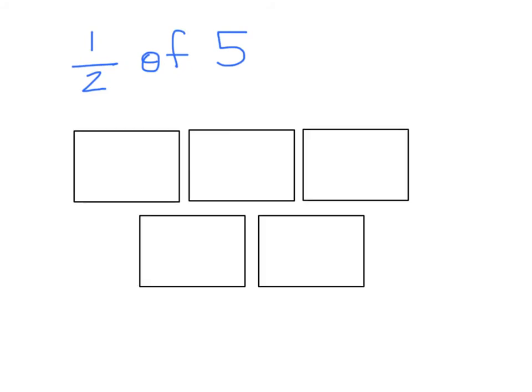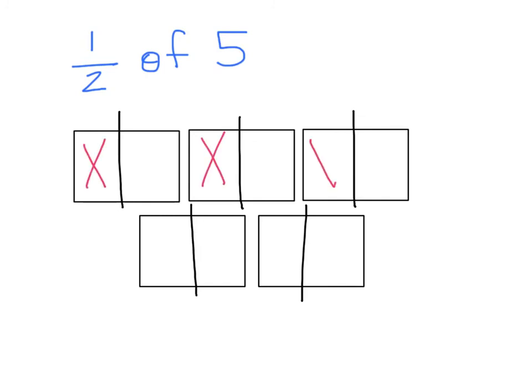Okay, so here's how I solve this problem. I'm thinking about 1/2 of 5. So I drew out 5 wholes. I'm going to divide each one in half. And then I'm going to mark a half of each. And then I'm going to count how many halves I have. 1, 2, 3, 4, 5.